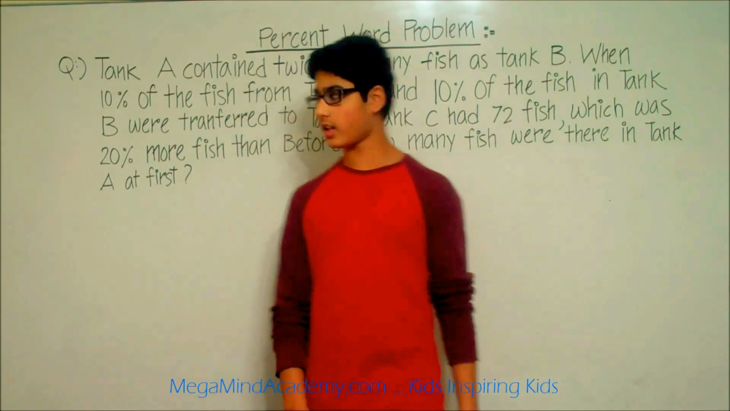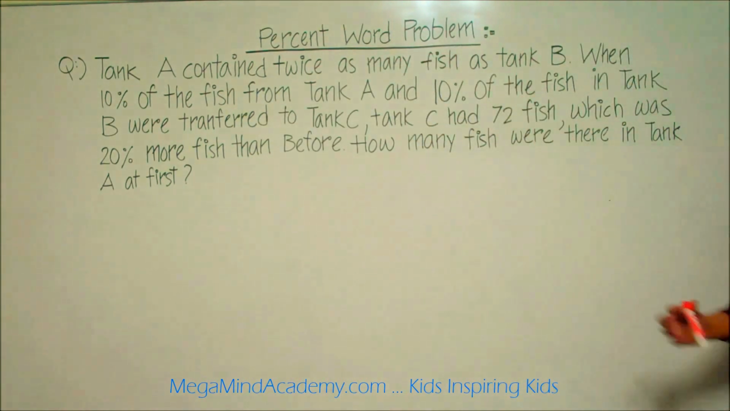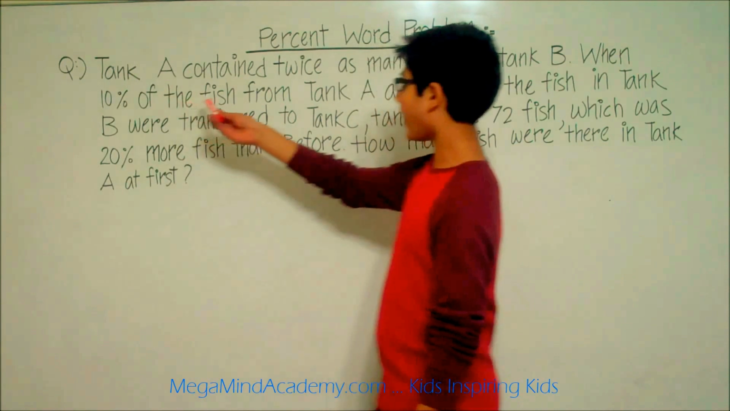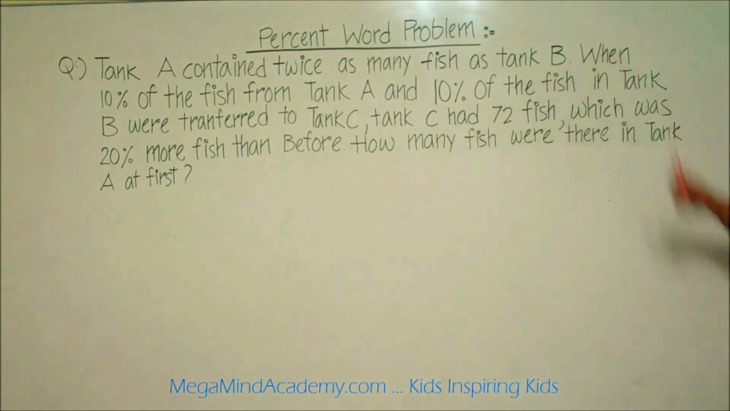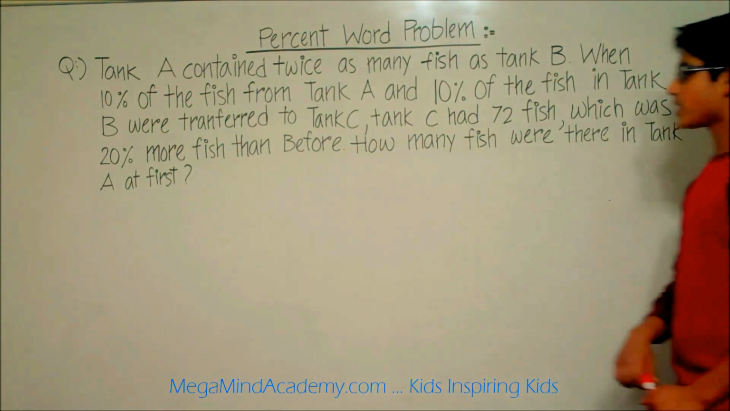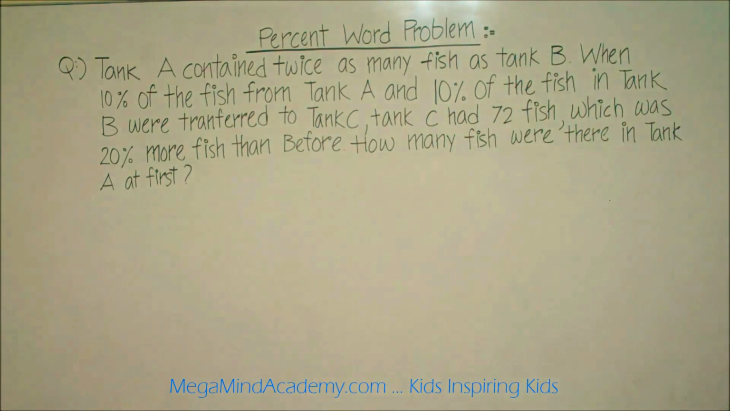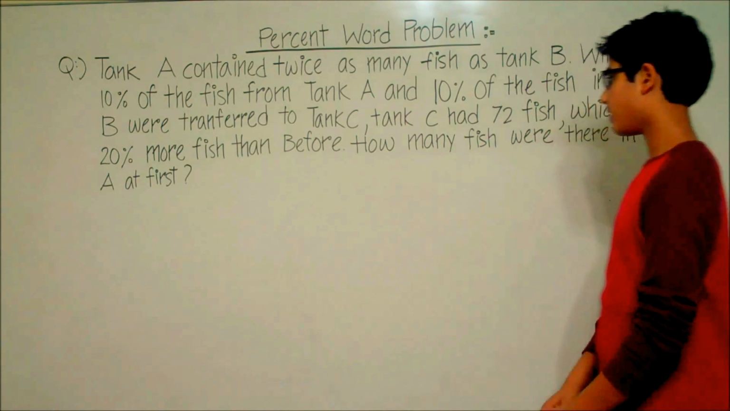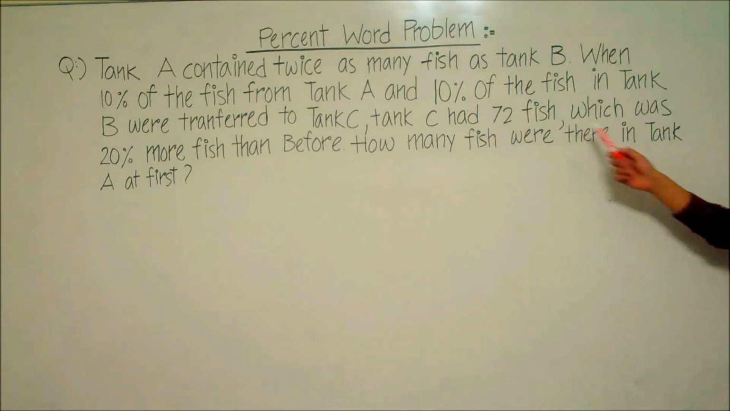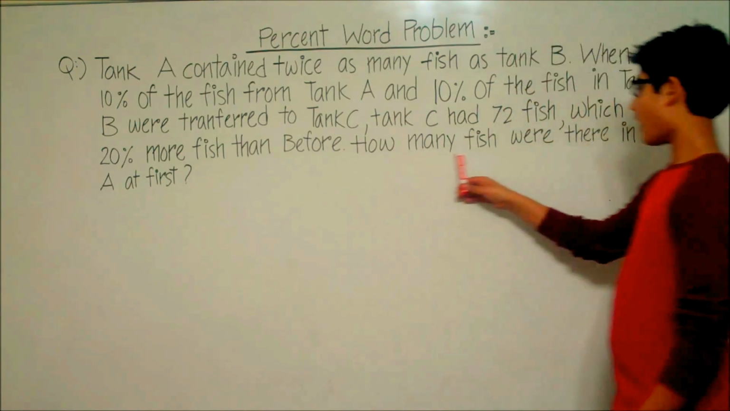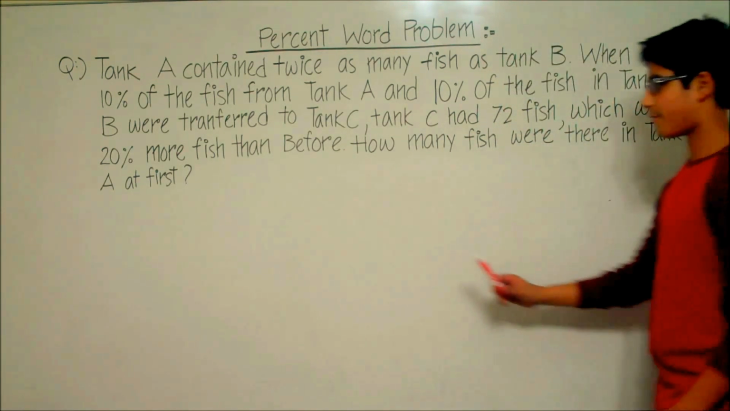Today we're going to learn about percent word problems. Let's say we have a problem like this. Tank A contained twice as many fish as Tank B. When 10% of the fish from Tank A and 10% of the fish in Tank B were transferred to Tank C, Tank C had 72 fish, which was 20% more fish than before. How many fish were there in Tank A at first?